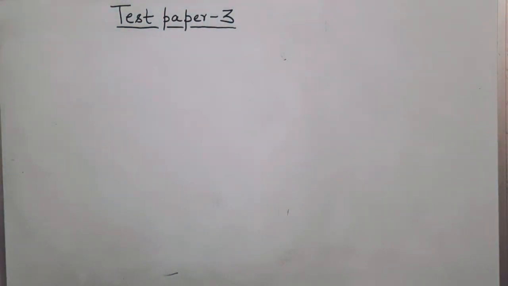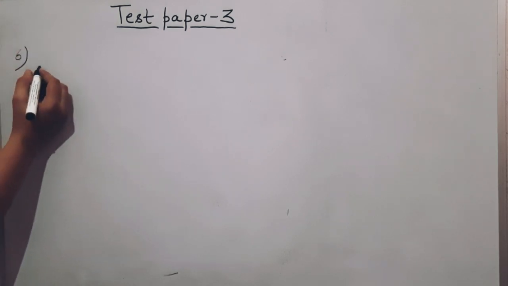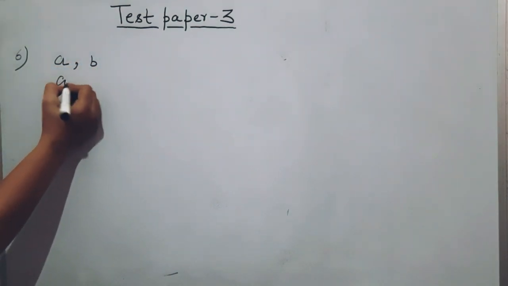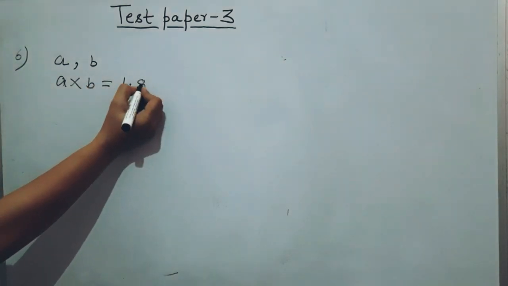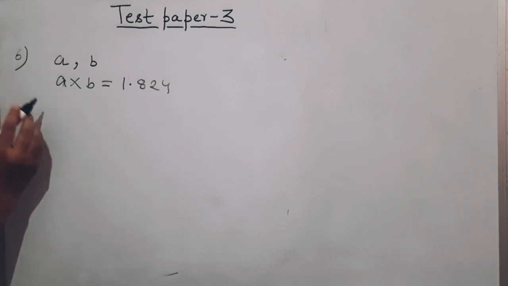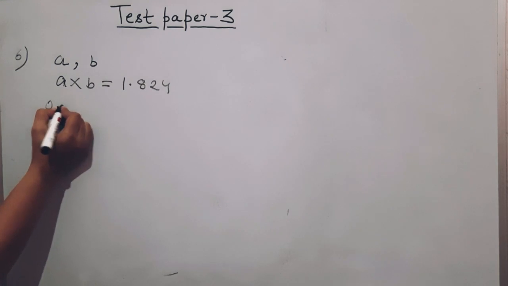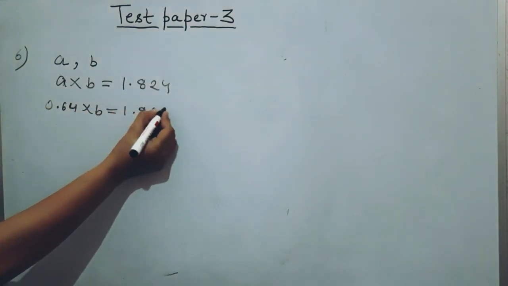Question number 6 is: the product of 2 decimals is 1.824. If one of them is 0.64, find the other. Now question number 6 says that there are 2 decimals, let's say A and B. The product means they have multiplied the decimals. So the product of 2 decimals is 1.824. If one of the decimals is 0.64, either A's value is 0.64 or B's, so I am taking A as 0.64. Now we don't know the value of B, so we have to find out the value of B.